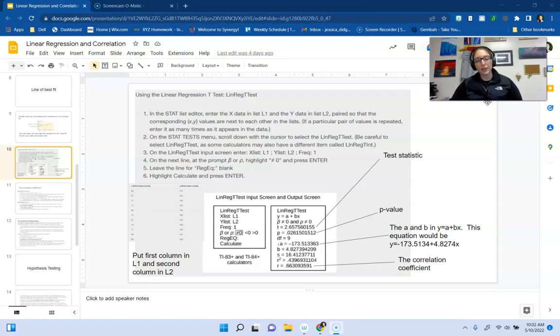After you fill in L1 and L2, so you fill in your bivariate data, you then go to stat, scroll over to test, and you want the linear regression t-test, LinRegTTest. Be careful of LinRegTInt. That is not what you want. So be careful. We don't want that. Make sure it's linear regression t-test.